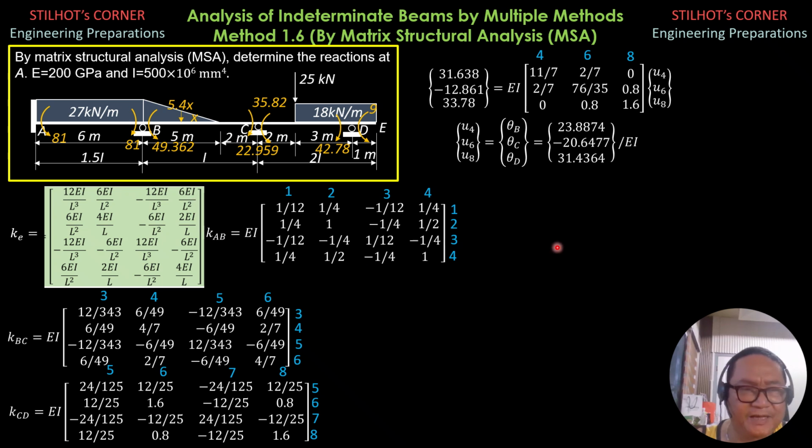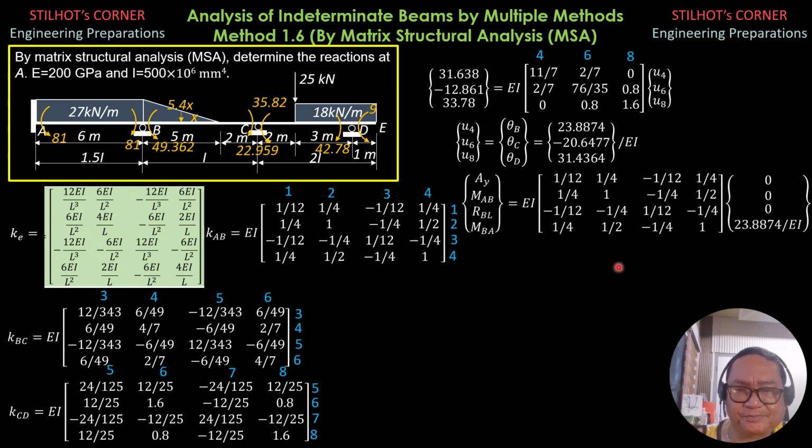We then expand considering AB. So we have the reaction at A, which is AY, then moment AB, then shear, or reaction, just to the left of B, and then the moment BA, and we add the fixed end forces. So this is the stiffness of member AB. These are the force matrix. We need AY, MAB, RB left, and MBA.